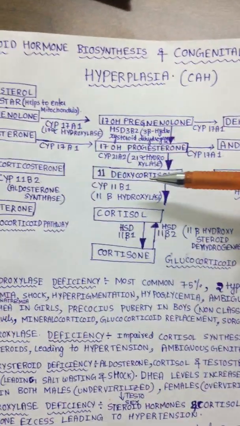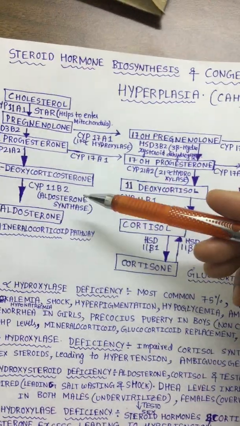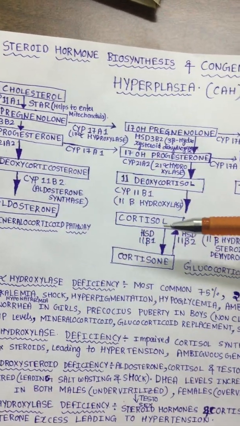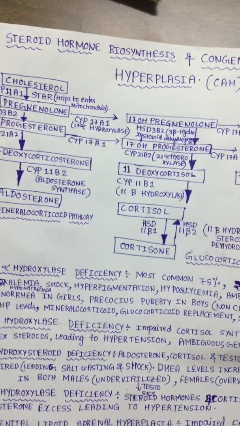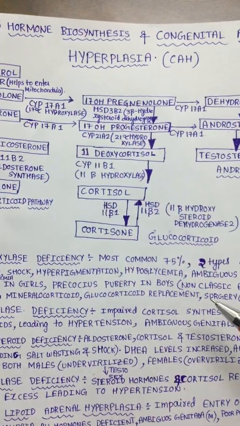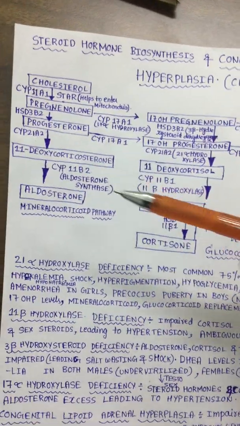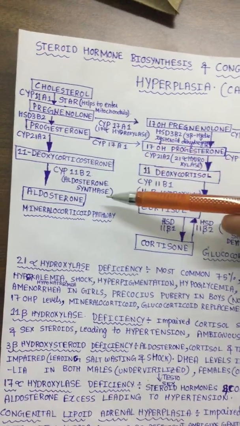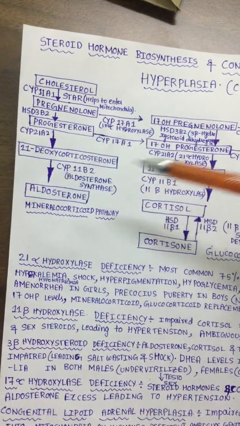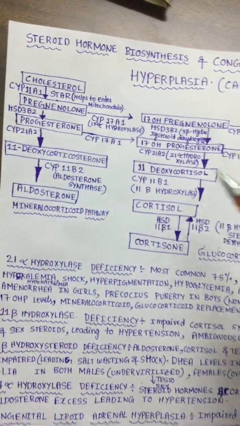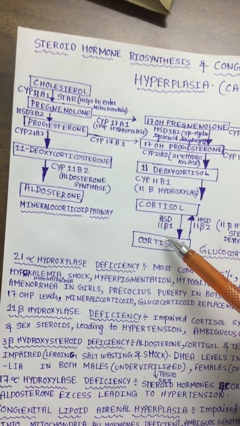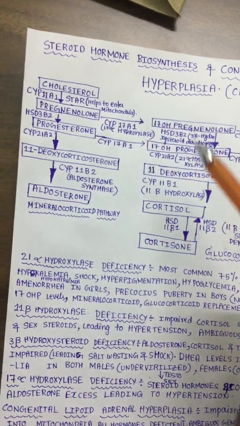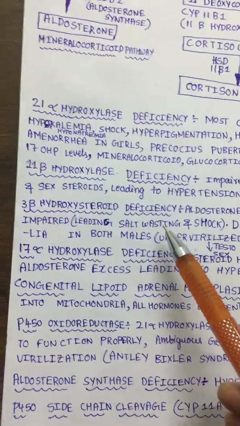So mainly here hypertension is the main clinical feature. When a child with ambiguous genitalia with hypertension, or a male child with precocious puberty, comes with hypertension, you should suspect this 11 beta hydroxylase deficiency. Okay, here cortisol synthesis is deranged, and aldosterone and androgens will be in excess. Next is 3 beta hydroxysteroid dehydrogenase deficiency.